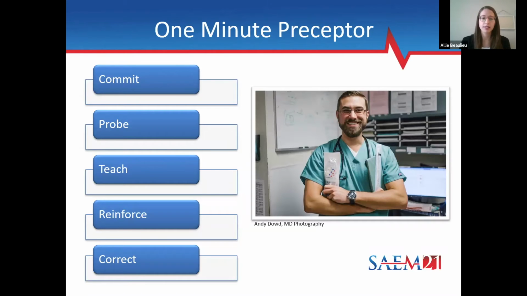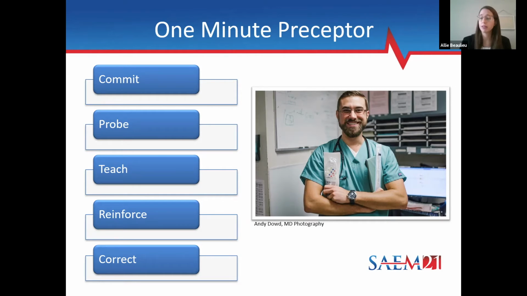Our first model is the 1-minute preceptor. So this is a preceptor-driven model, and it was designed actually for use in the outpatient setting. And although it was designed for the ambulatory setting, we can still use principles from it in the emergency department. So we'll go through this and give some examples.